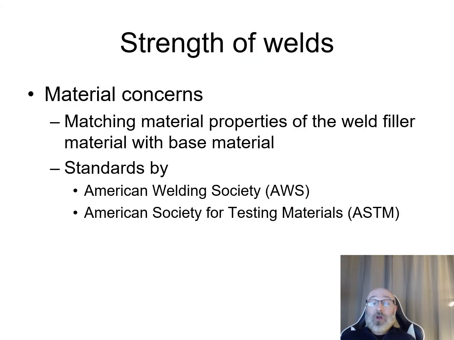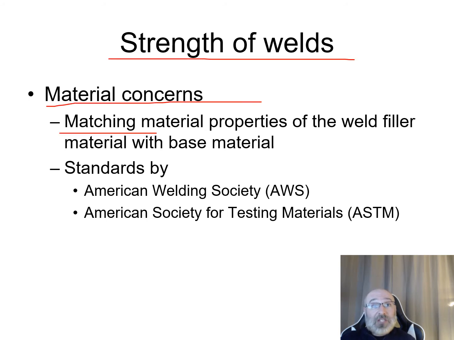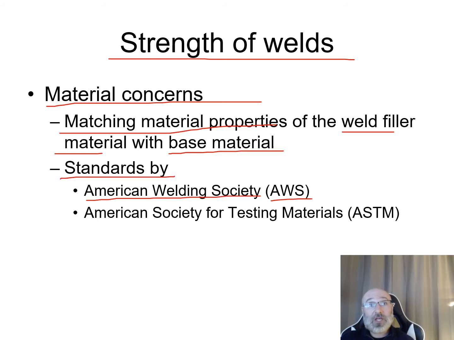Now that we've looked at all these different types of welding, what we need to ask ourselves next is, what is the strength of our welds? With this, there are some material concerns. What are the matching material properties of the weld filler material along with the base material? We can reference back to some of those tables and charts. There are also some standards provided by the American Welding Society, or AWS, and also ASTM, the American Society for Testing and Materials, when we're looking for that information.